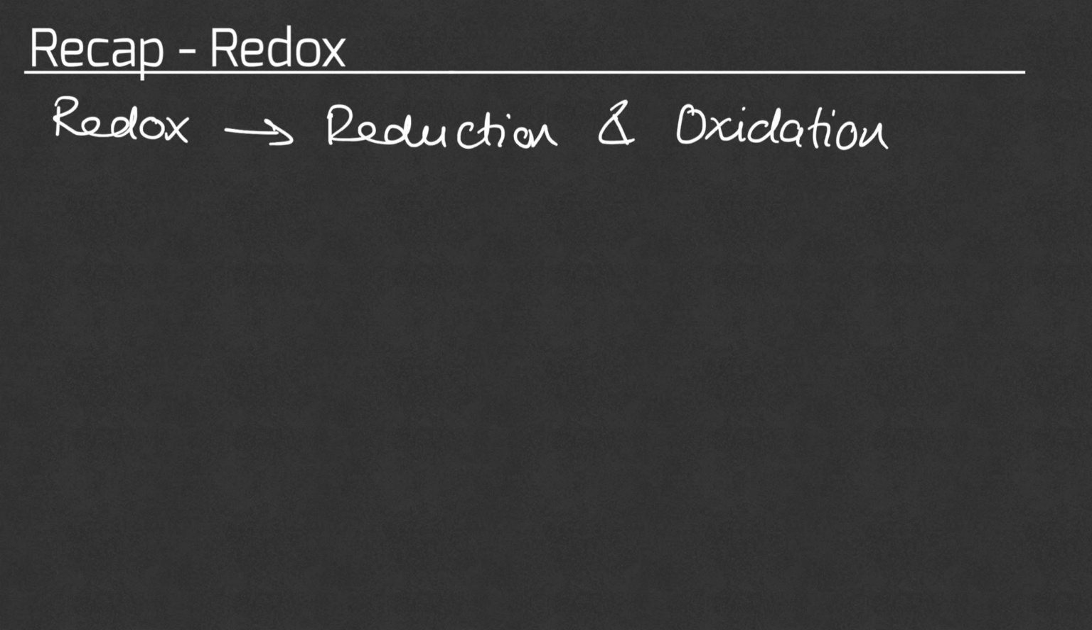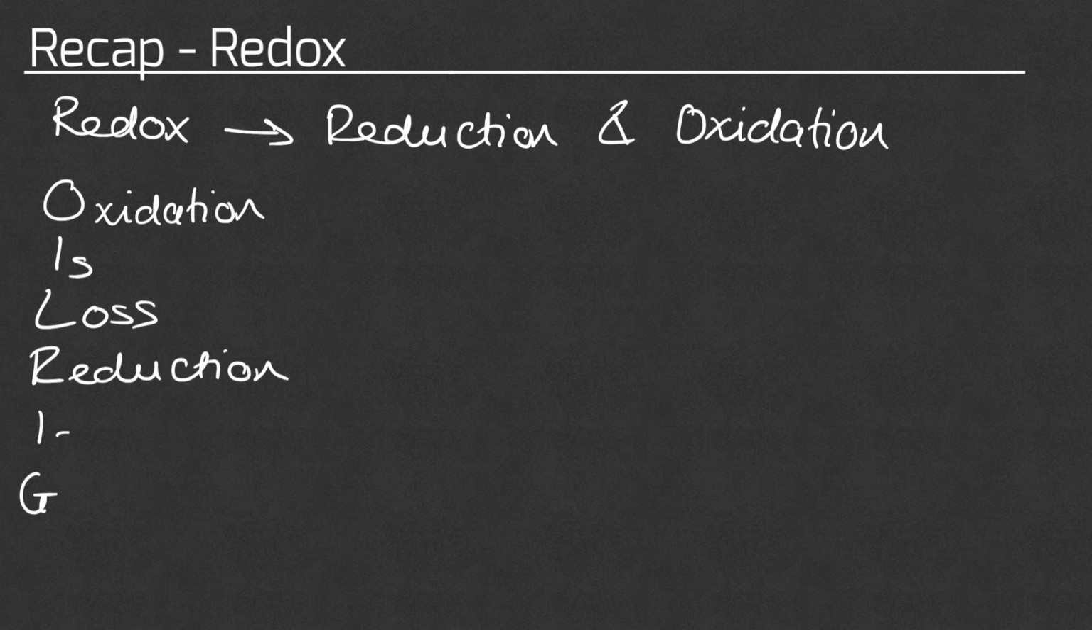We also need to recap what a redox reaction is, and this is where both reduction and oxidation happen. Now you need to remember what reduction and oxidation are, and we use OIL RIG to do that. OIL RIG stands for oxidation is loss of electrons and reduction is gain.